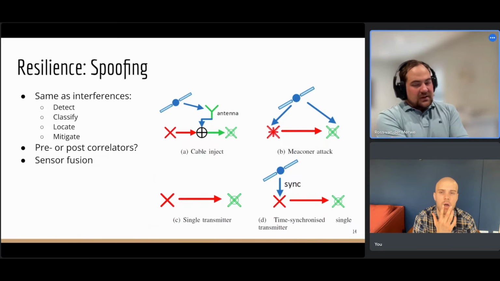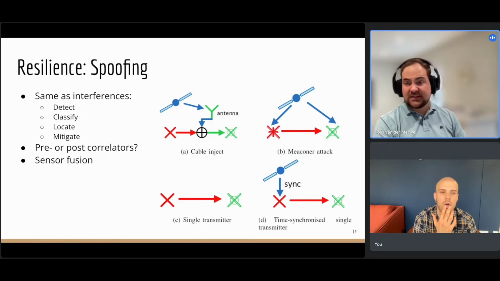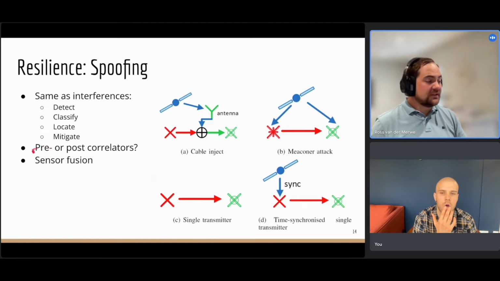Now with spoofing, it becomes difficult. So here you see ML. Some people try pushing all the IQ values into some classifier to detect and classify your spoofing attack. This would be a pre-correlator architecture. And then many people do the post-correlation. So this is also what I did.